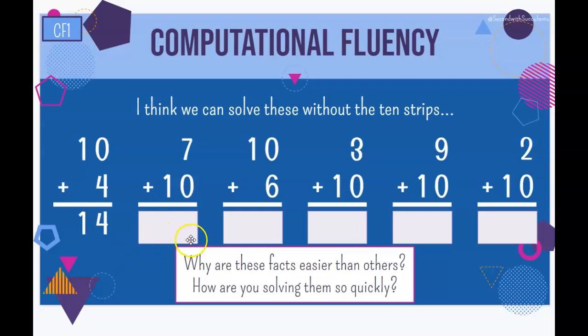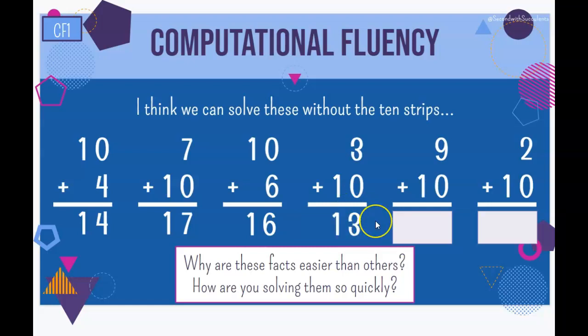7 plus 10 equals... Show a connection if you said 17. Next one, 10 plus 6 equals, oh, use that computational fluency. Show a connection if you were thinking 16. 3 more, 3 plus 10, what is it? 13, show that connection if that's what you were thinking. 9 plus 10 is 19, show that connection if that's what you were thinking. Last one, 2 plus 10 equals 12. Show that connection if you were thinking 12.